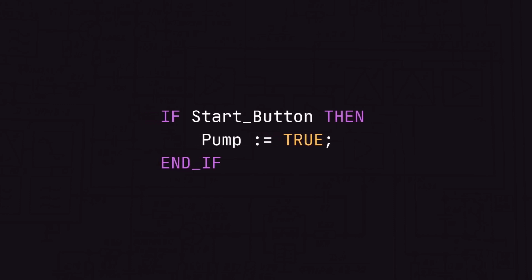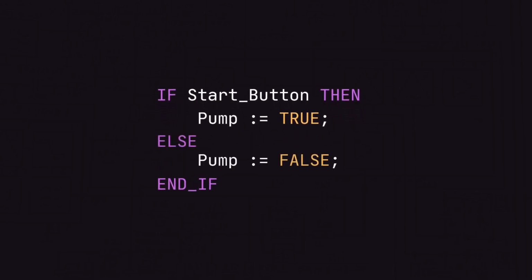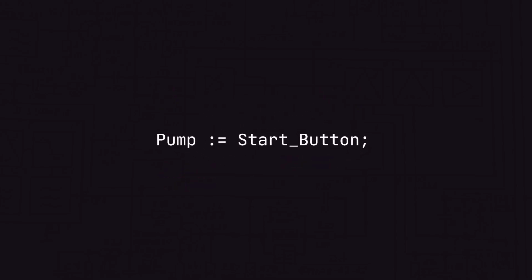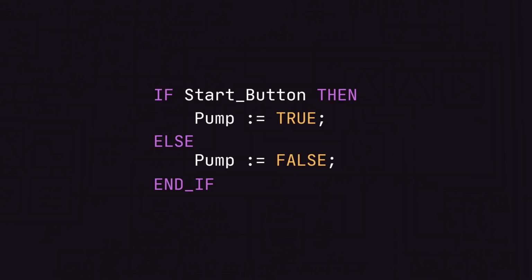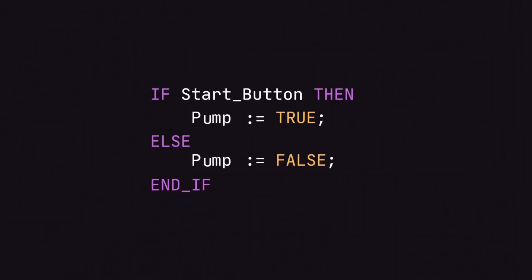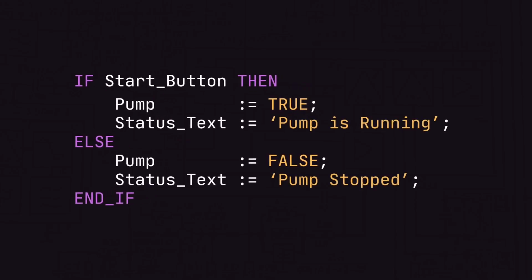Now let's say we want to turn off the pump when start button is no longer true. That's where the next part comes in, the else. Maybe you're thinking now, but couldn't we just write it like this? As this gives us the same functionality but with a lot less code. But the powerful thing about if statements is that they let us do a lot more. For example, maybe we also want to update the text on the HMI to show the operator what's happening. We can add as much code as we want.